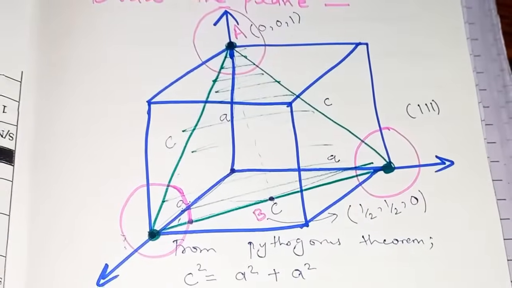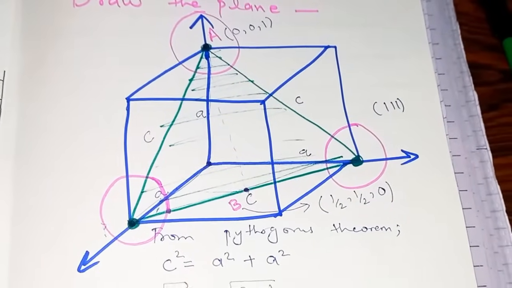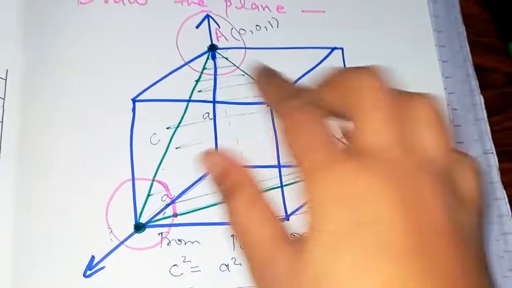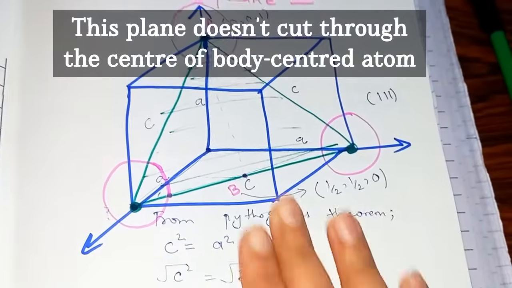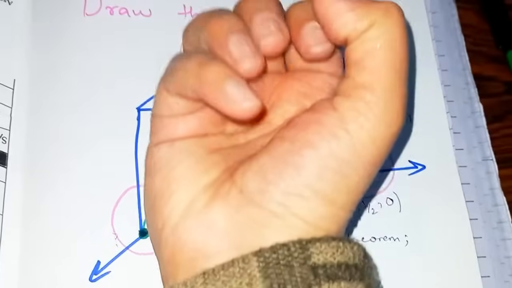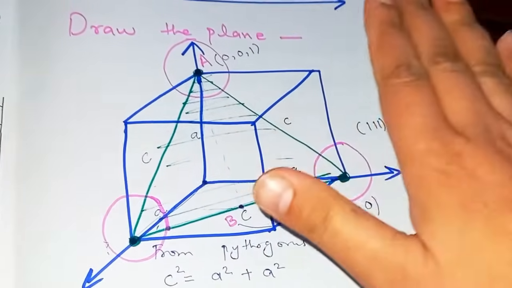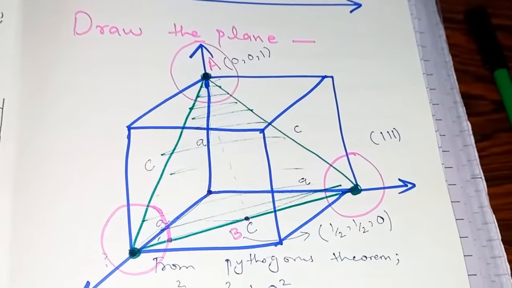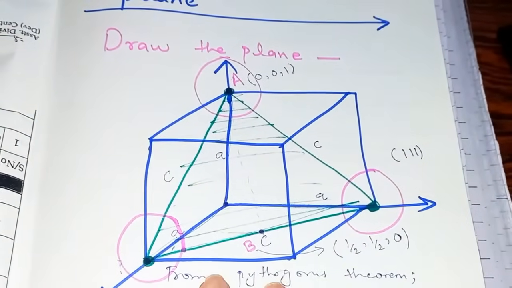And other than that, what about the central atom? All right, so the centermost atom is intersected by this plane, but this plane doesn't cut through the center of the atom. For example, we have this atom here and the plane cuts slightly below the center of the atom. It doesn't cut at the center but slightly below the center.